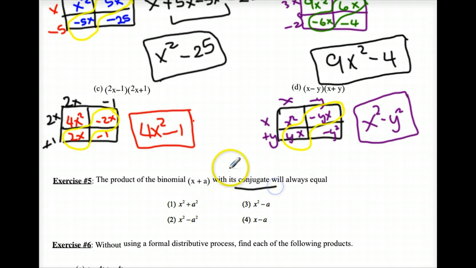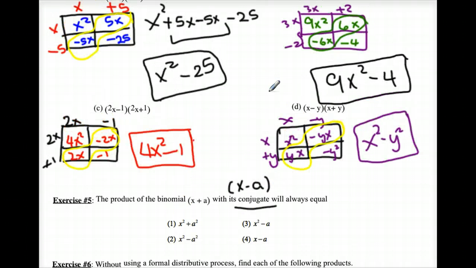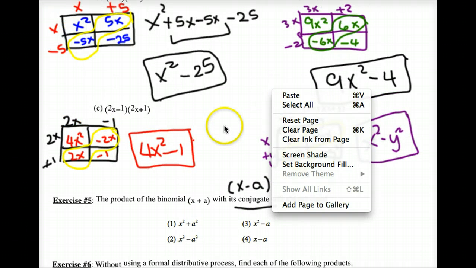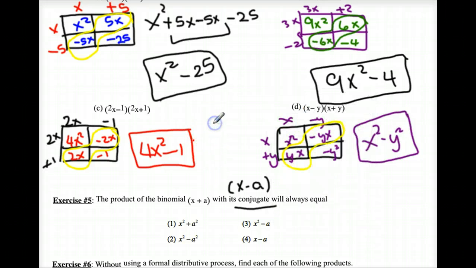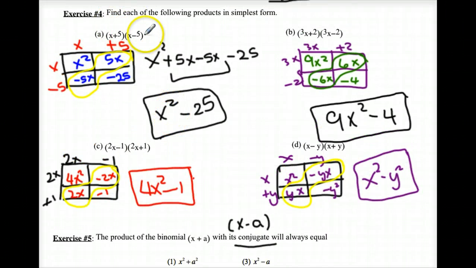First of all, its conjugate will be x minus a. What did you notice here? What's happening here? Let's look at the first one. x plus 5, x minus 5. It became x squared minus 25. How do you think we got this 25? Same thing here. How do you think we got this 4 and this 9?